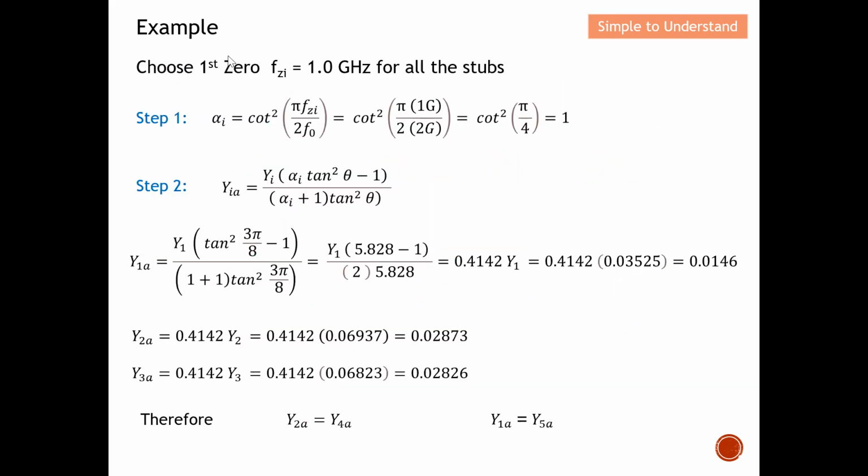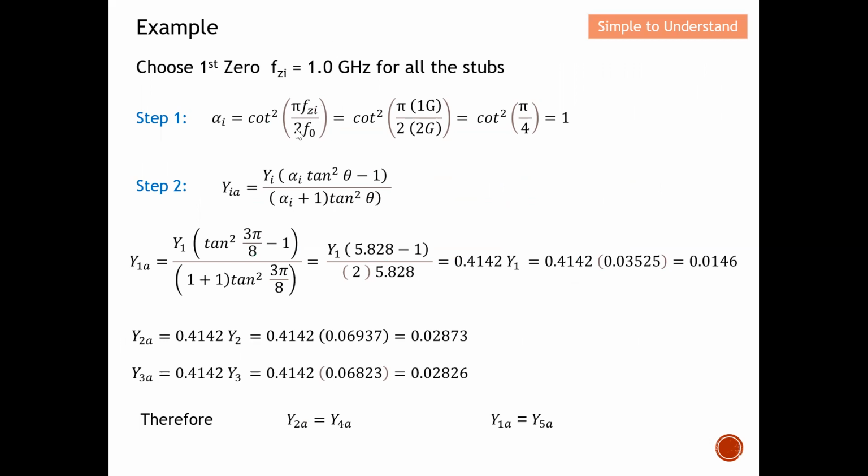So how can we actually do this? Firstly, we need to choose the first zero. For example, I want the first zero to be at 1 GHz. Remember, the center is 2 GHz. I can strategically locate my first transmission zero at 1 GHz. So therefore, this will be at 1 GHz.